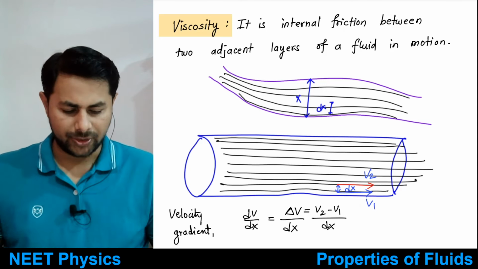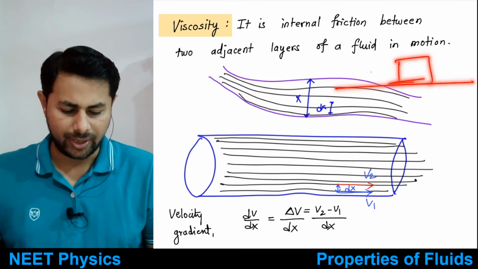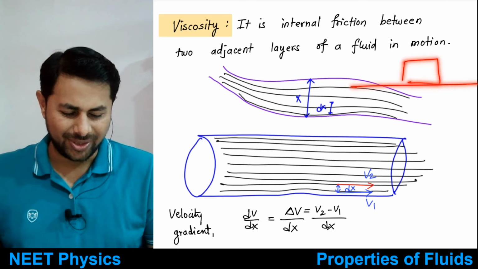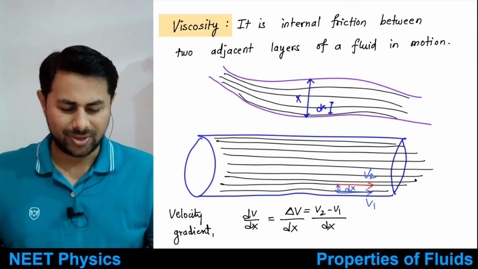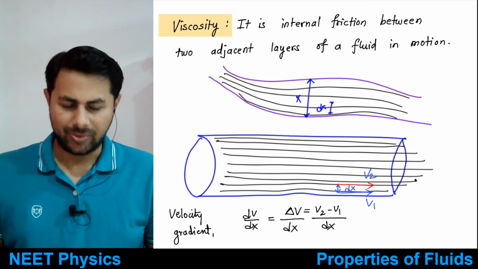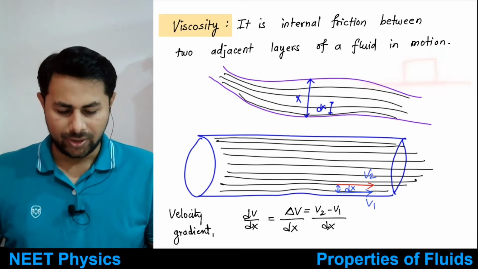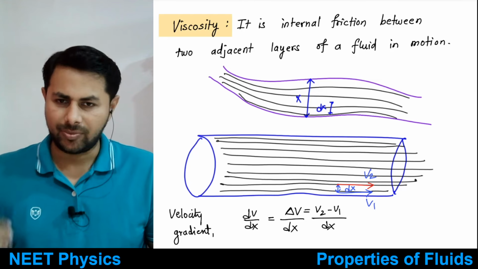For an example, suppose there is a block resting on a floor and we want to push that block. Then there is some frictional force which resists the sliding motion of that block on the floor. So just like that, there is friction in fluids also.